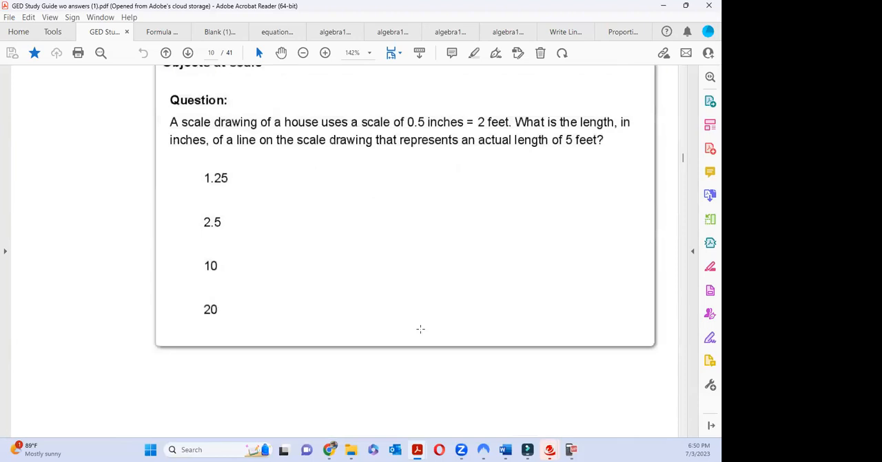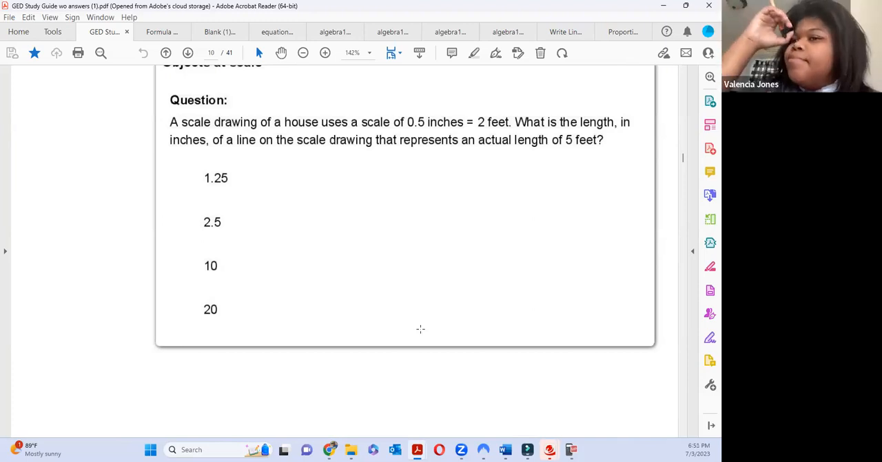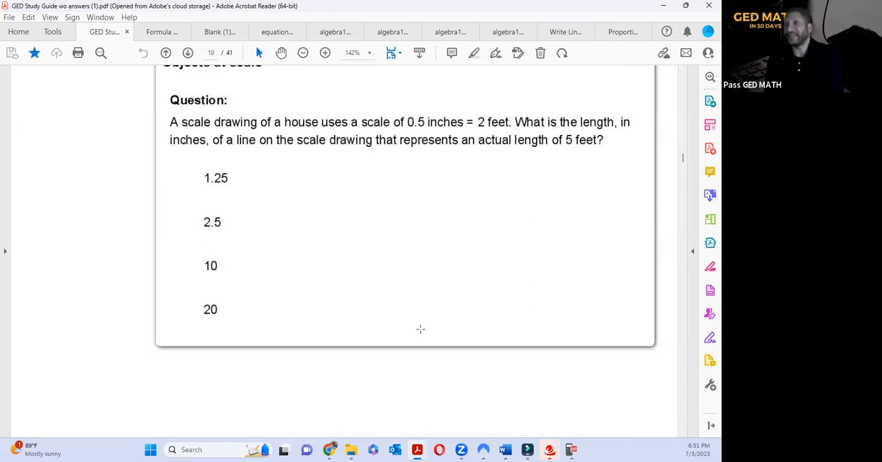A scale drawing of a house uses a scale of 0.5 inches to 2 feet. What is the length in inches of a line on the scale drawing that represents an actual length of 5 feet? So again, I'm going to set the timer for 3 minutes. After that, we're going to go over it. Now I'm going to pause the recording. Just remind me to take it off pause when we come back.